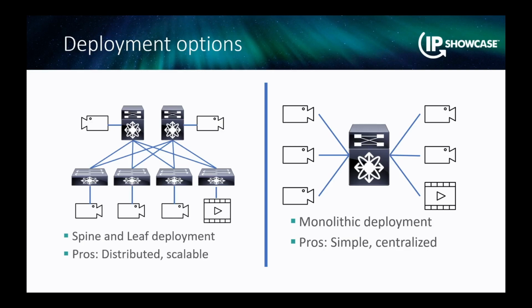The other type of deployment is monolithic deployment, where you have a single switch, which could be a modular switch with a lot of ports, and you connect all of the endpoints there. The benefit of this one is that it's simple because you don't have multiple devices, it's very simple to configure this type of fabric, and it's centralized, so you know where you need to go with your equipment.